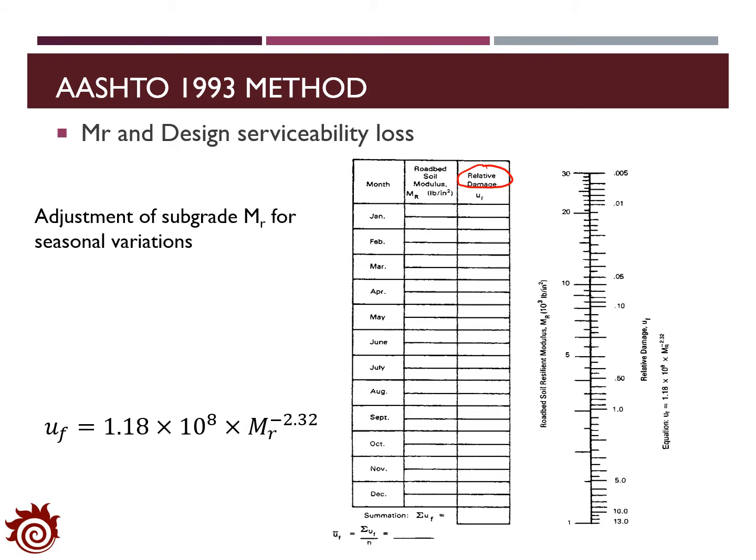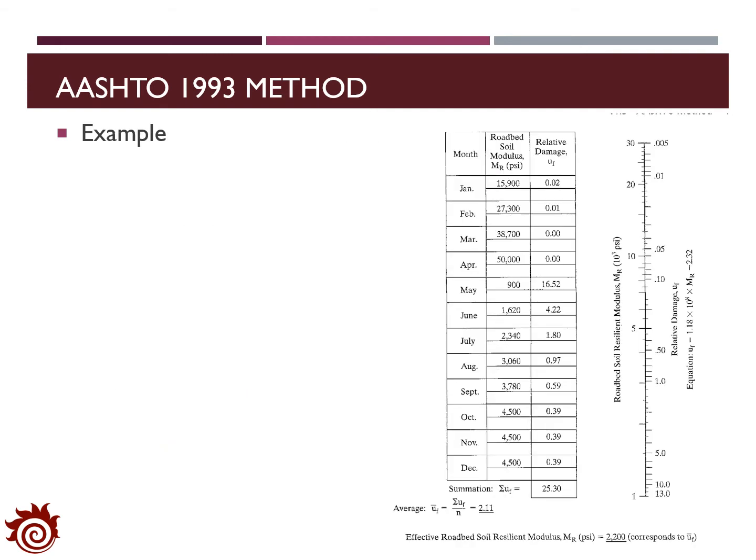Actually, the value of UF is estimated as a function of the resilient modulus. With this function, we can find out the relative damage at each month of the year. And then we can find out the average relative damage for the whole year. With this average damage level, we can then use the equation here to find out the adjusted resilient modulus. Now let's check one example to see how we can estimate the adjusted resilient modulus.